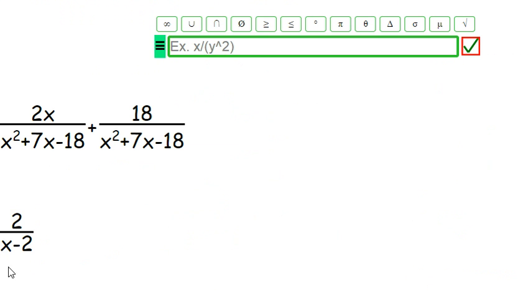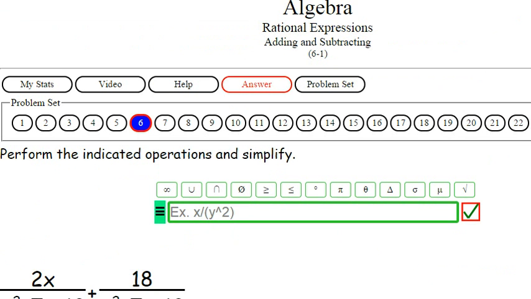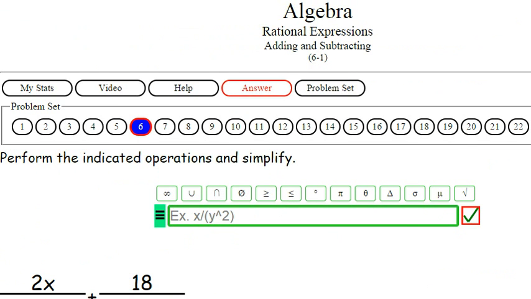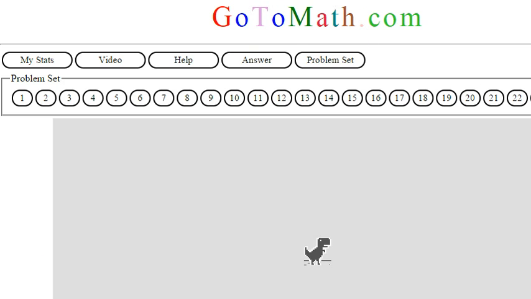So I clicked on the answer. I saw that and I'm like, oh, I forgot to factor. Okay, so there you go. We're over here at GoToMath.com, getting it figured out. And I'll see you in the next problem.